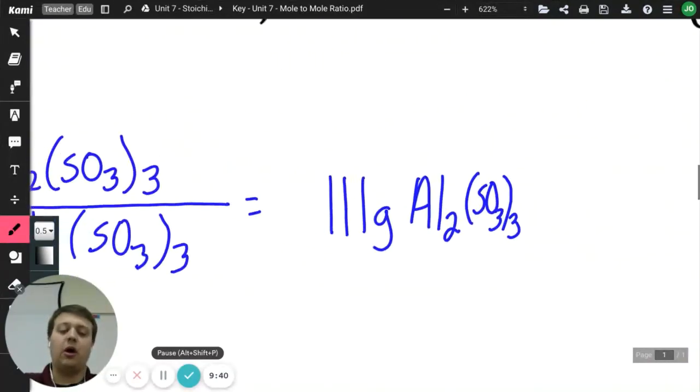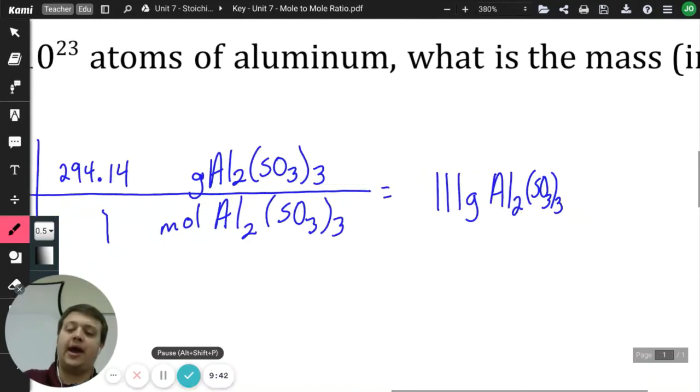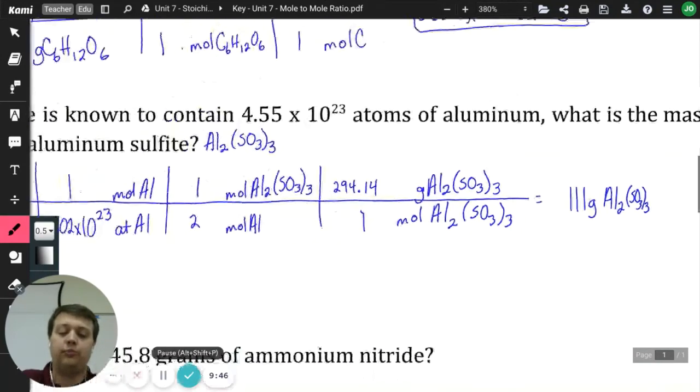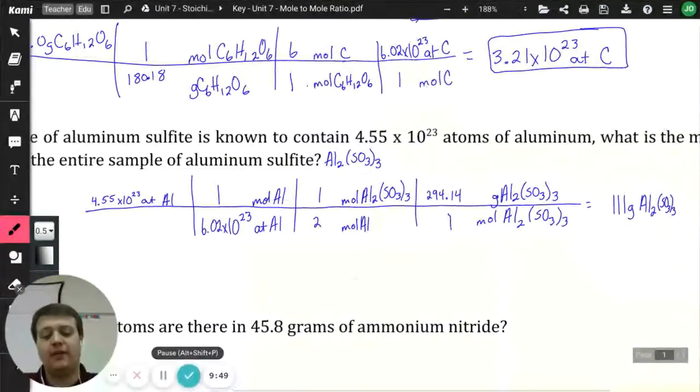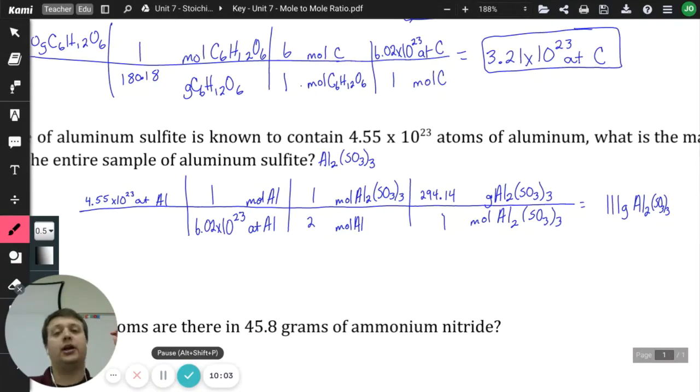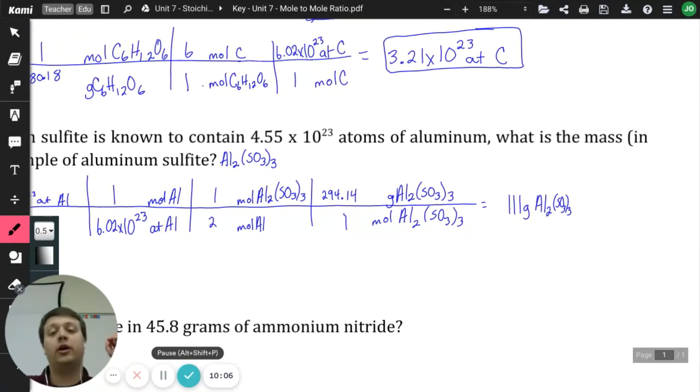Then we take all our work, because the mass of aluminum sulfite was what I was looking for, so I'm going to multiply by the top and divide by the bottom. 4.55 times 10 to the 23rd times 1 times 1 times 294.14 divided by 6.02 times 10 to the 23rd divided by 2 divided by 1. And when I plug it into my calculator, I should end up with 111 grams of aluminum sulfite. Okay? All right.